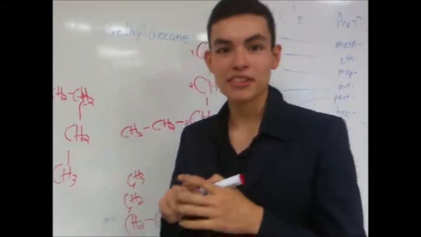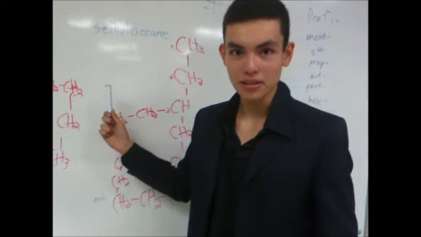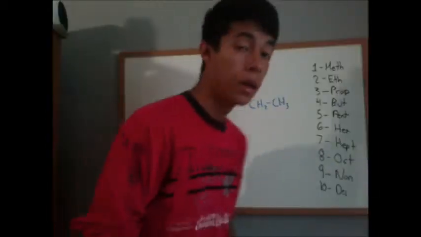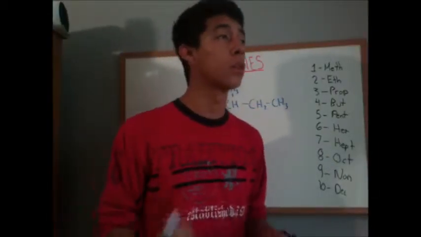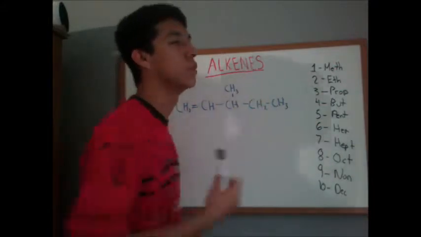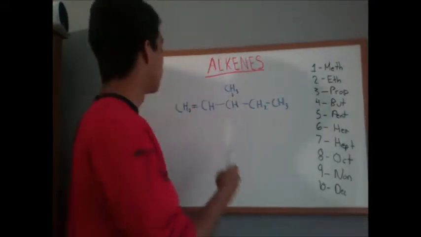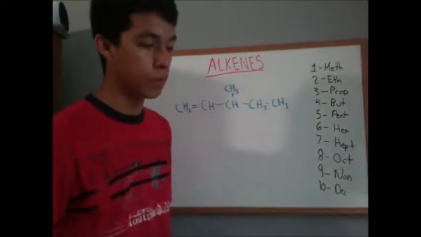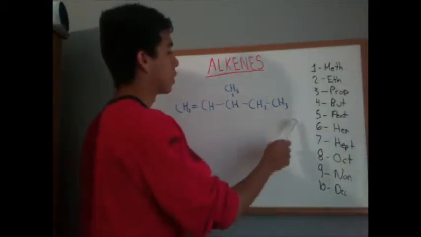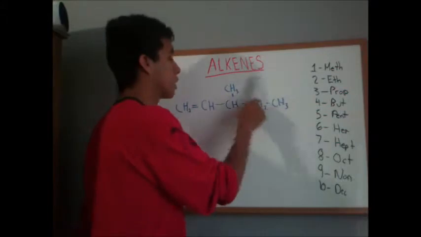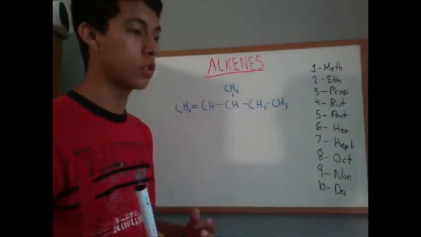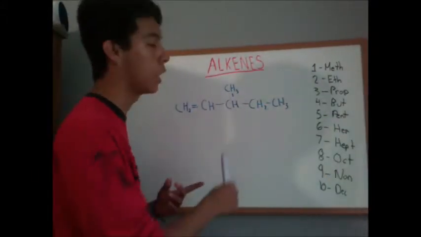This is chemical engineering, and it's the future of the world. Thank you. Hi, my name is Roberto and I'm going to explain to you how to name alkenes. Well, alkenes are very different from alkanes. Why? Because they involve double bonds. Indeed, here we've got an example, and in this tutorial we're going to name it.